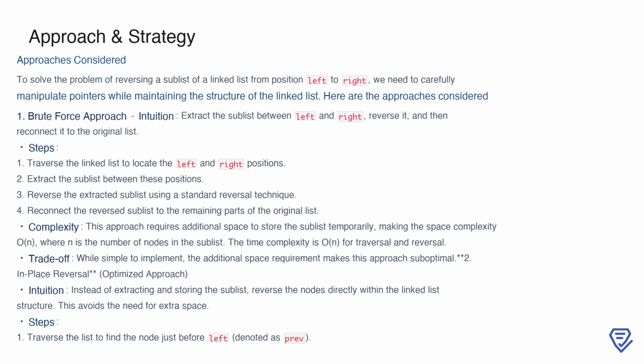The steps involve traversing the list to locate the boundaries, extracting the nodes between these positions, applying a standard reversal algorithm, and then reattaching the reversed portion back to the remaining nodes. While this approach is conceptually straightforward, it requires additional memory to temporarily store the sublist. This results in a space complexity of O(n), where n is the number of nodes in the sublist. Additionally, the traversal and reversal steps together contribute to a time complexity of O(n). The trade-off here is that although it's easy to implement, the extra space usage makes it less efficient for larger datasets. Another method is the optimized in-place reversal approach, which we'll explore further.